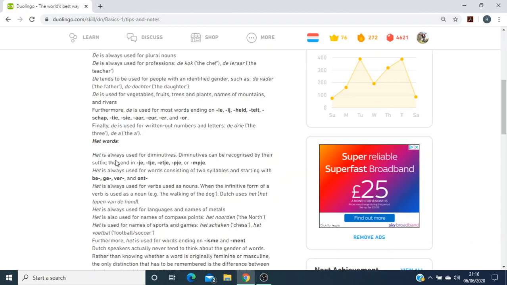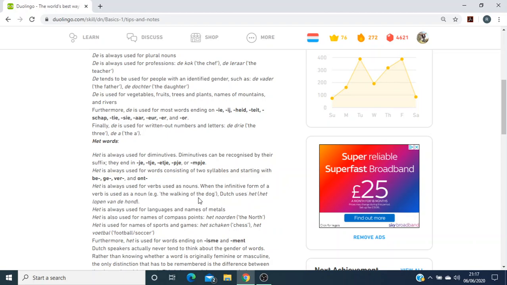Het is always used for diminutives. Diminutives can be recognized by their suffix. They end in JE, TJE, ETJE, PJE, or MPJE. Het is always used for words consisting of two syllables and starting with B, BE, GE, VER, and ONT. Het is always used for verbs used as nouns.